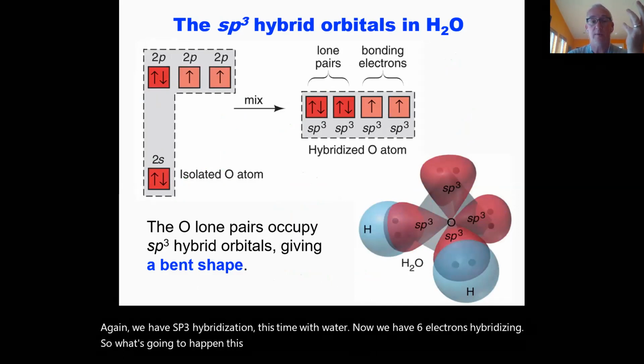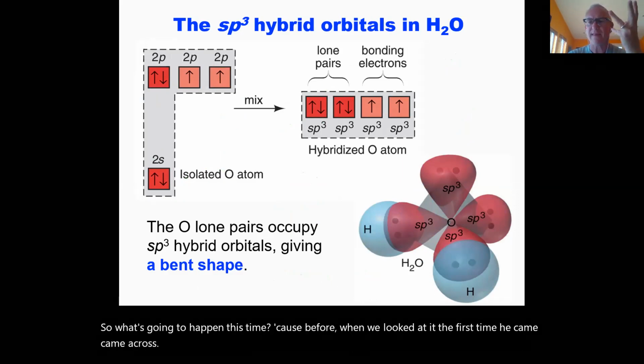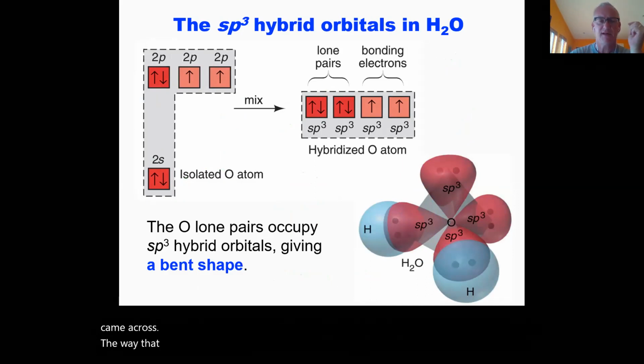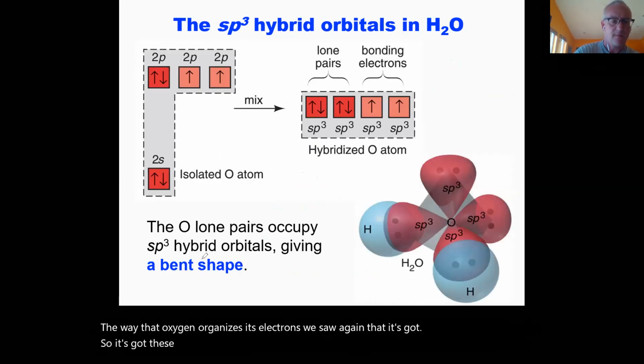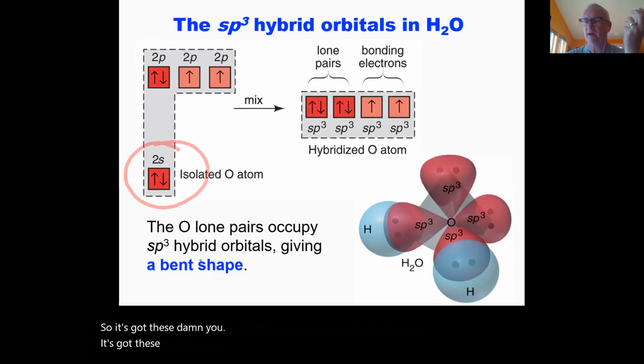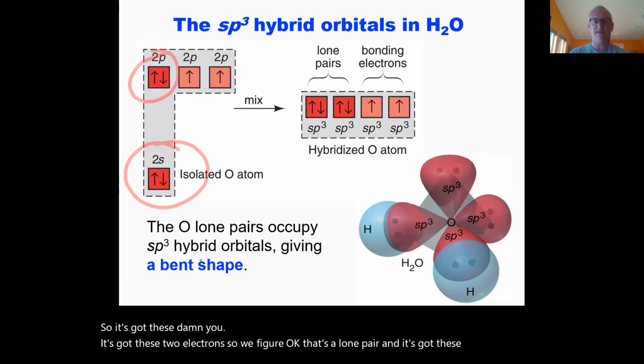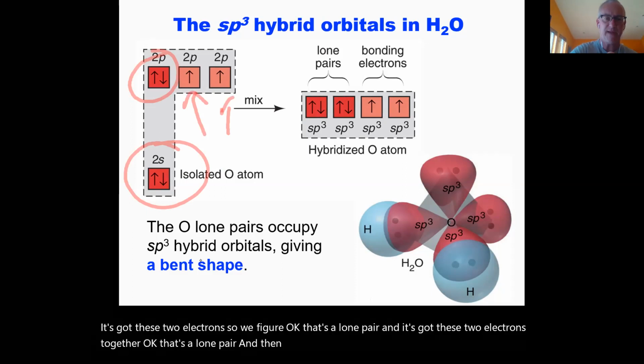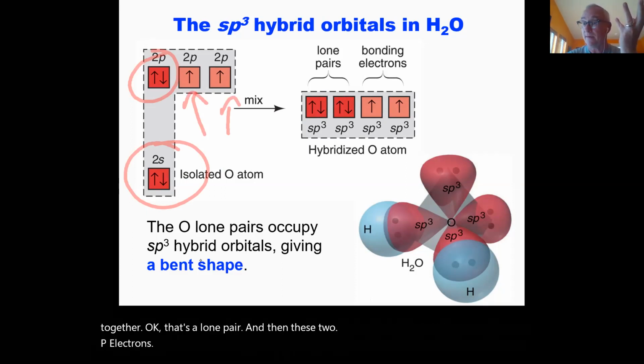Because before, when we first looked at the way that oxygen organizes its electrons, we saw that it's got these 2 electrons, so we figure, okay, that's a lone pair. And it's got these 2 electrons together. Okay, that's a lone pair. And then these 2 p electrons would then be available for bonding. Made perfect sense.